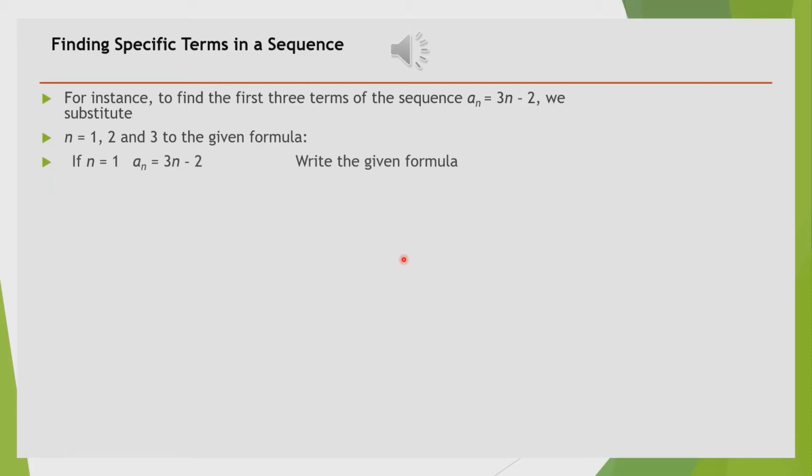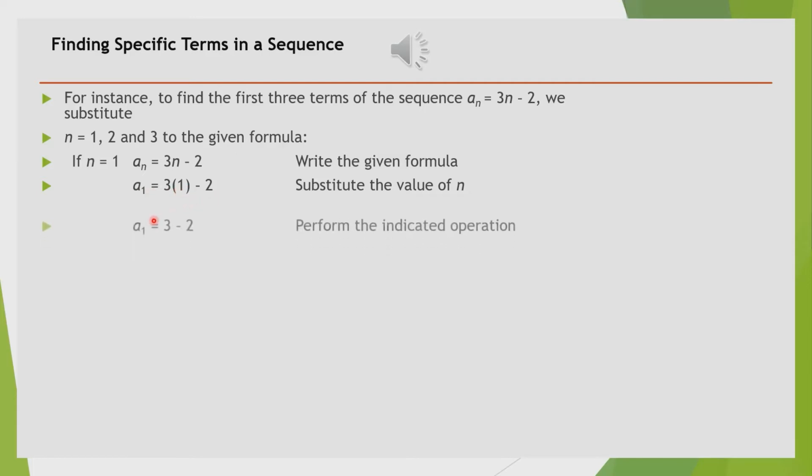If n is equal to 1, to the formula a sub n is equal to 3n minus 2, which is our given formula from here. Now, substitute the value of n, which is 1, in here. So, let's have a sub 1. This subscript here, 1, is the first number of the sequence, or the first term of the sequence. So, it's substituted in the formula here in n. So, it becomes a sub 1 equals 3 times 1 minus 2.